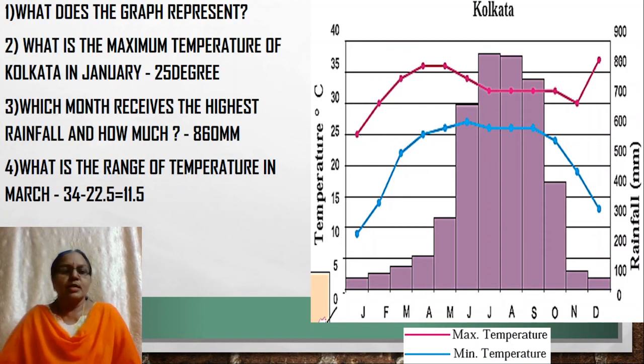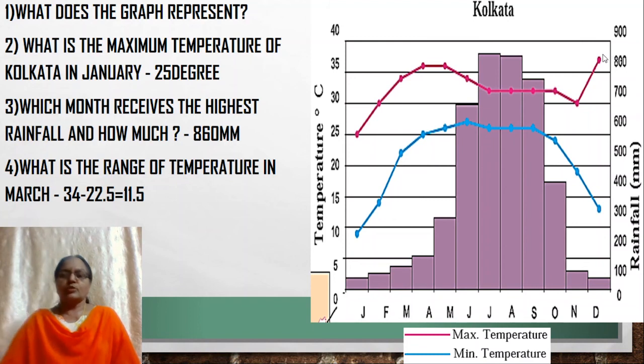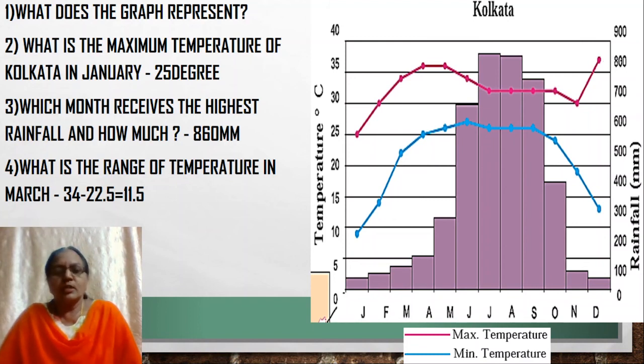Then next is, which month receives the highest rainfall and how much? Again, rainfall is given by the histogram, so it's very easy to see. The highest rainfall here is in the month of July. And how much? Take this up to where you have the rainfall in millimeters written. It is more than 800 and more than even 850 also. So it is slightly more than 850. So the highest rainfall is 860 millimeters in the month of July.